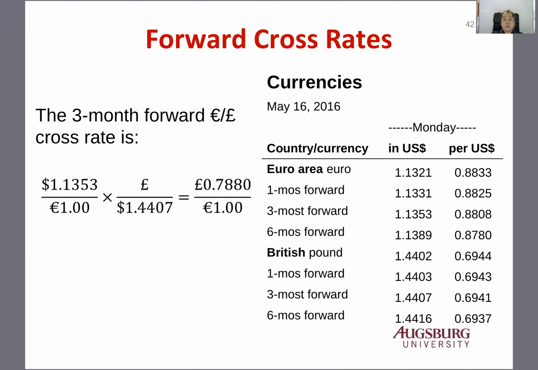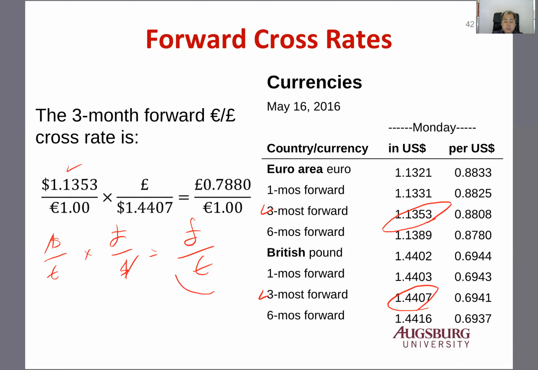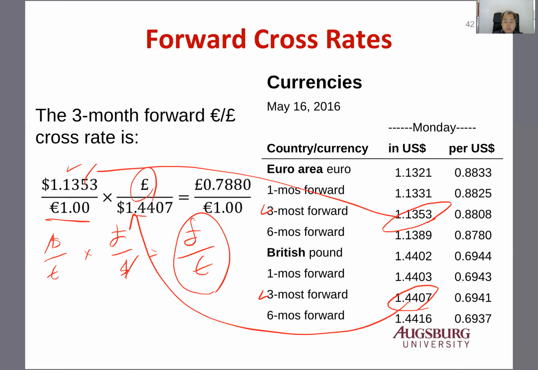Forward cross rate. The 3-month forward euro cross rate here you can get the same way. You use the 3-month forward bid price times the per pound. So dollars per euro times pounds per dollar, and the dollars cancel out, and you have pounds per euro. You pick this one, dollars per euro, and that one, pounds per dollar, and you can get pounds per euro.